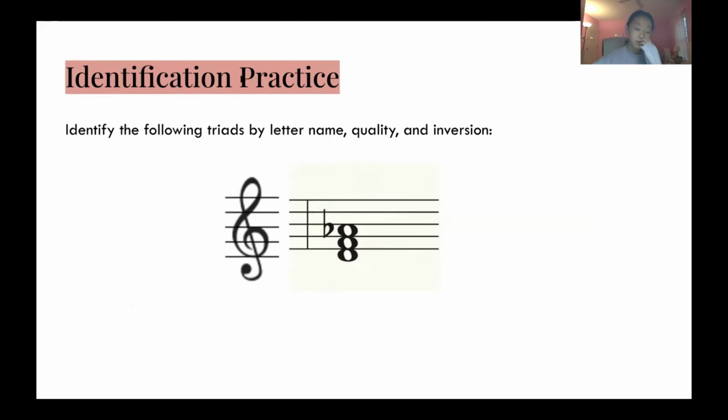This one, I'll give you guys a few minutes. You can pause the video to work on your own. So the answer to this one is a D diminished root position triad. And if you notice, we're trying to write these answers in the correct format with capitalization and everything. So if you want to practice that, good for you.